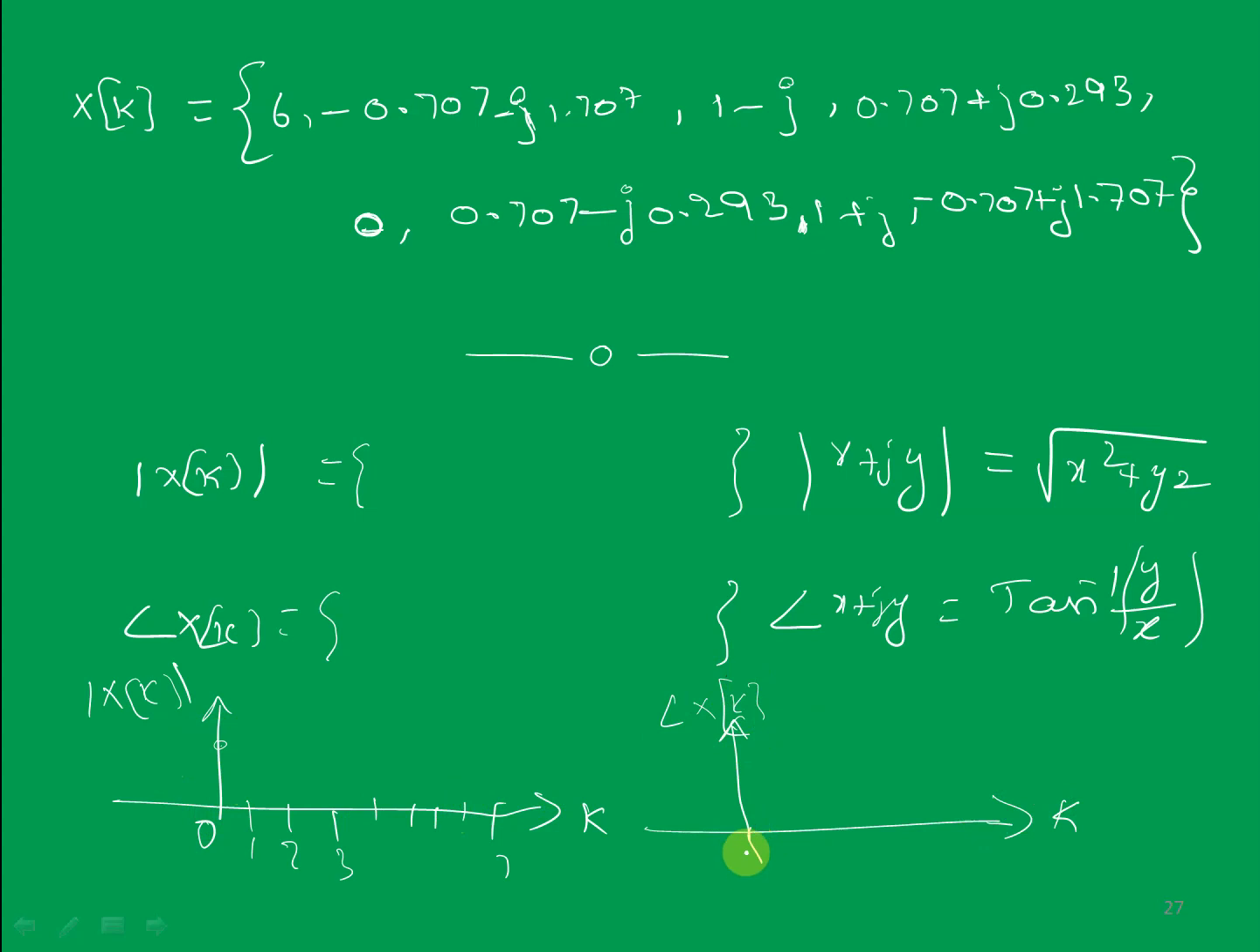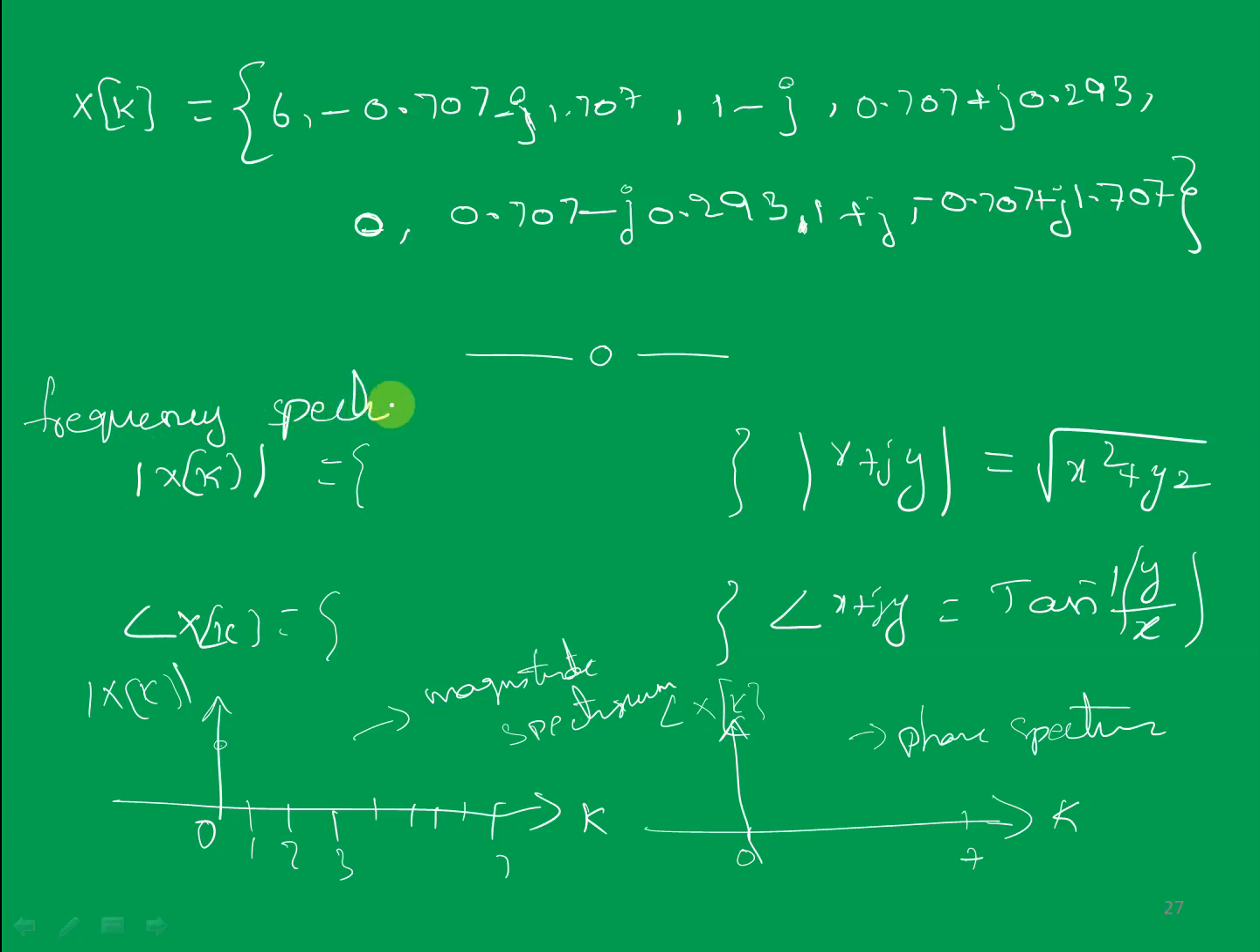Take the values 0 to 7, place all the angles here, in radians or degrees, and then finish the phase spectrum. This is said to be the phase spectrum, and this is said to be the magnitude spectrum. Together we call it the frequency spectrum. This is homework for you: all of you find the mod of x of k and the angle of x of k.